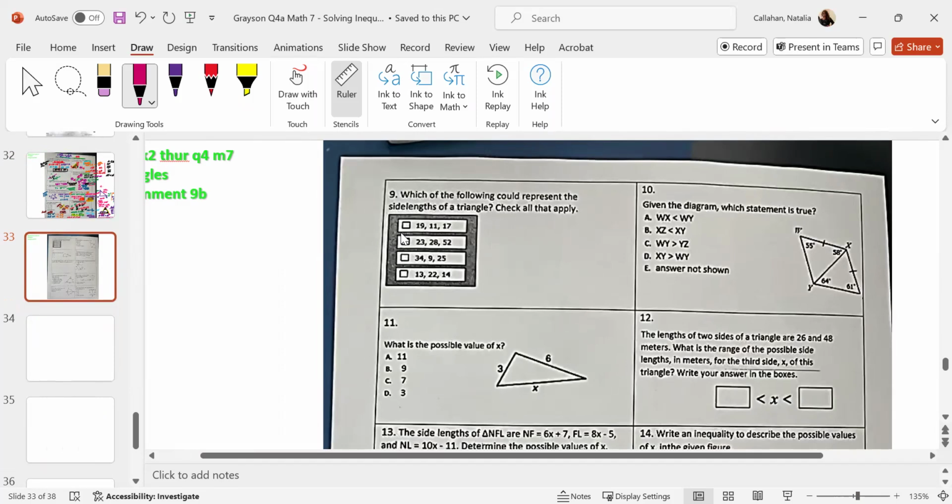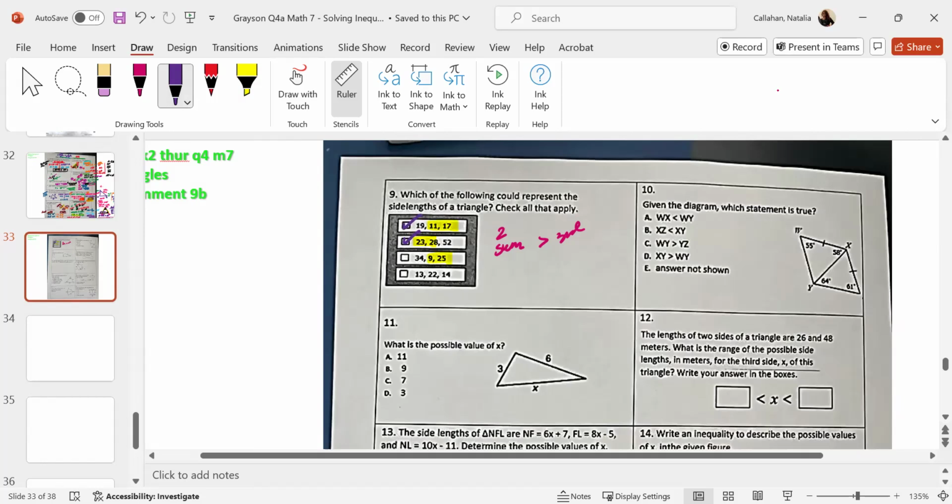Select all that apply. Okay, remember the two smaller sides have to be bigger than the third side, right? So could it be the first one? Yes. If you think about it, 11 plus 20, 17, bigger than 19? Could be that one. What about this one? Yes. Okay. What about this one?